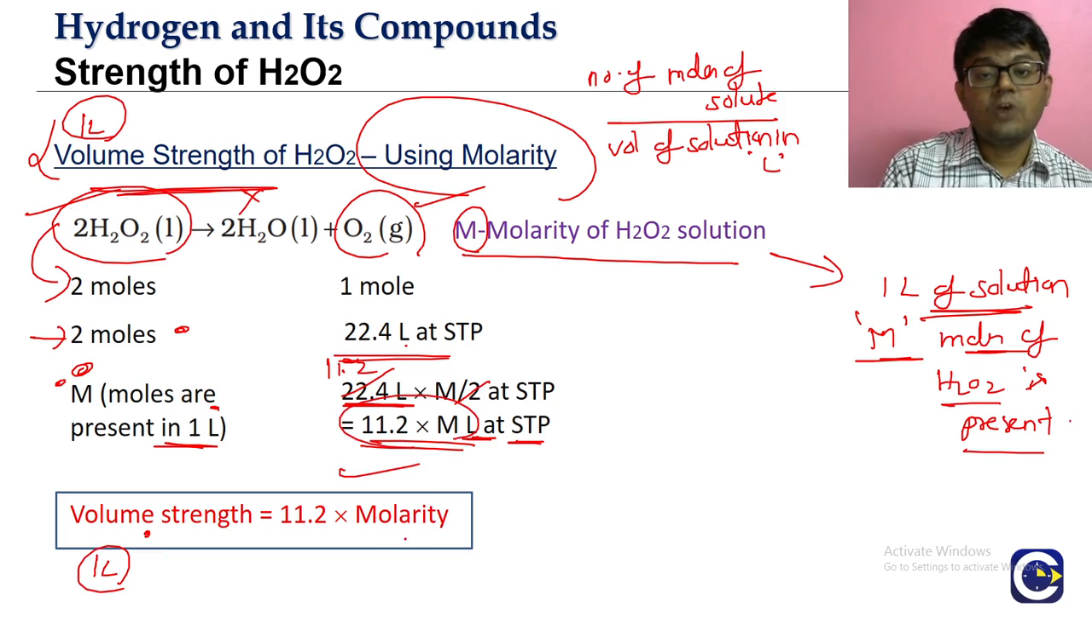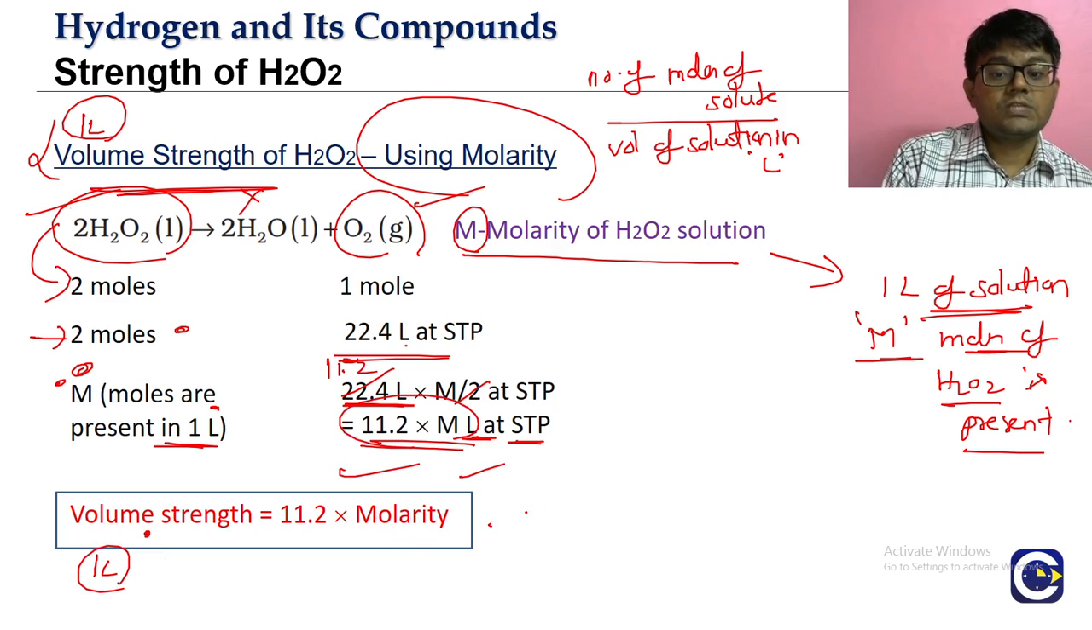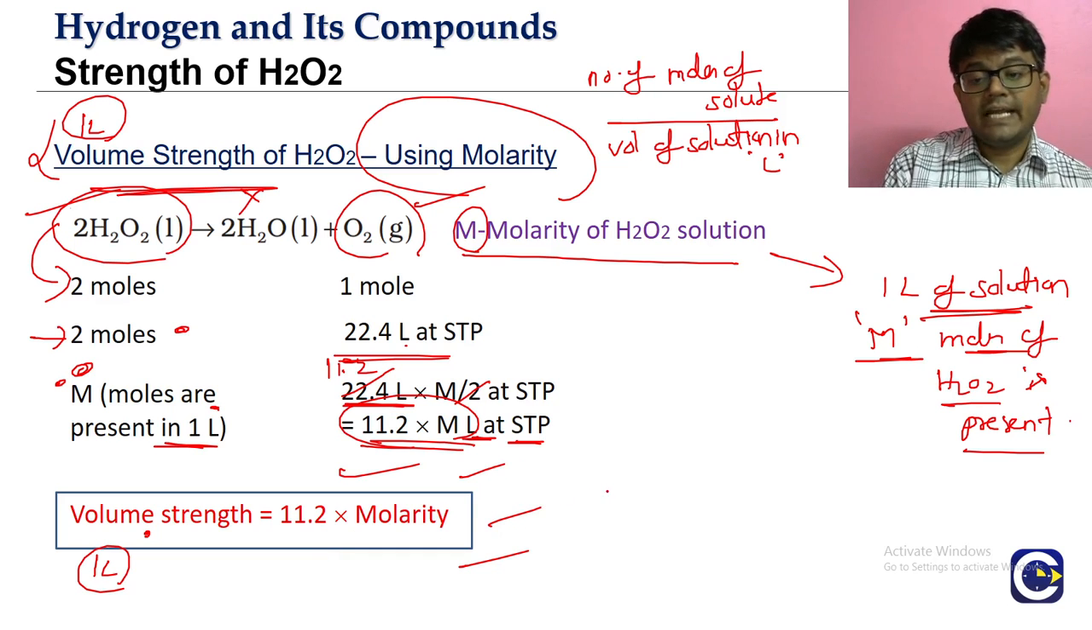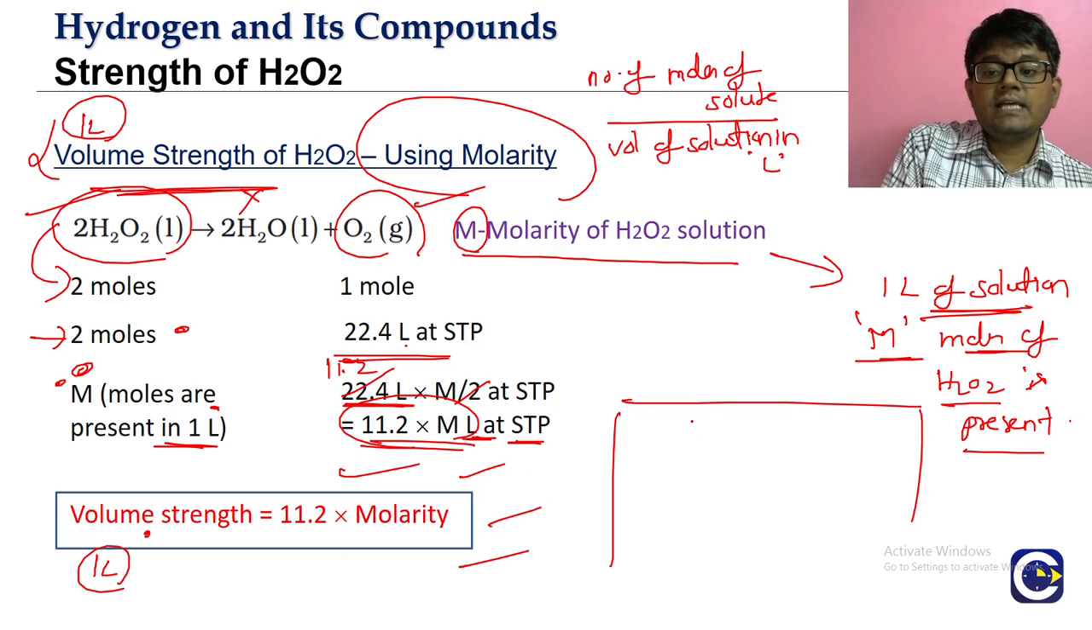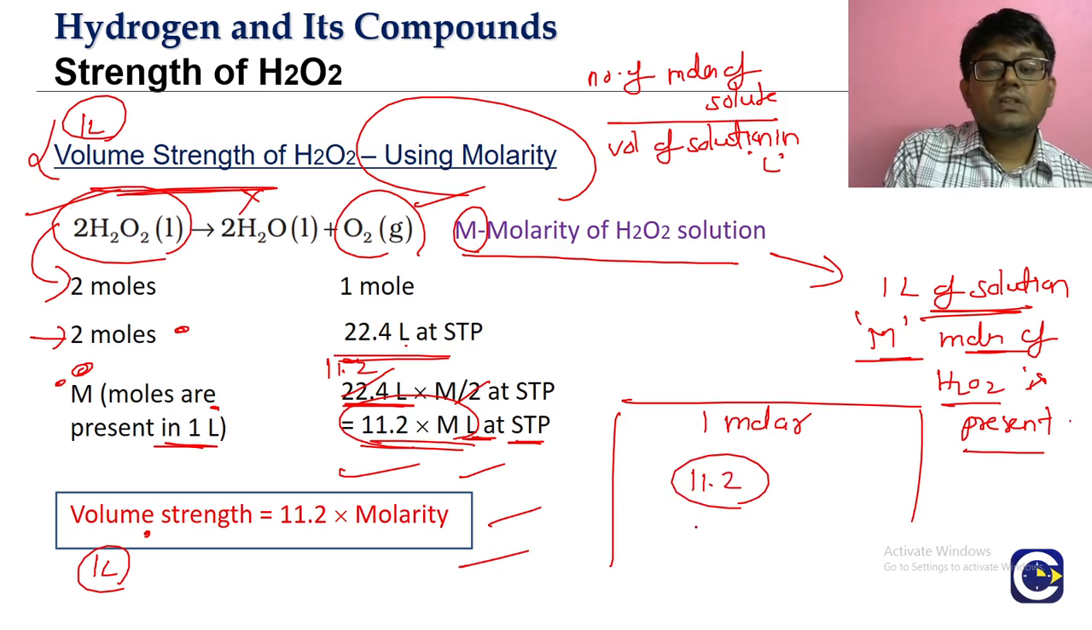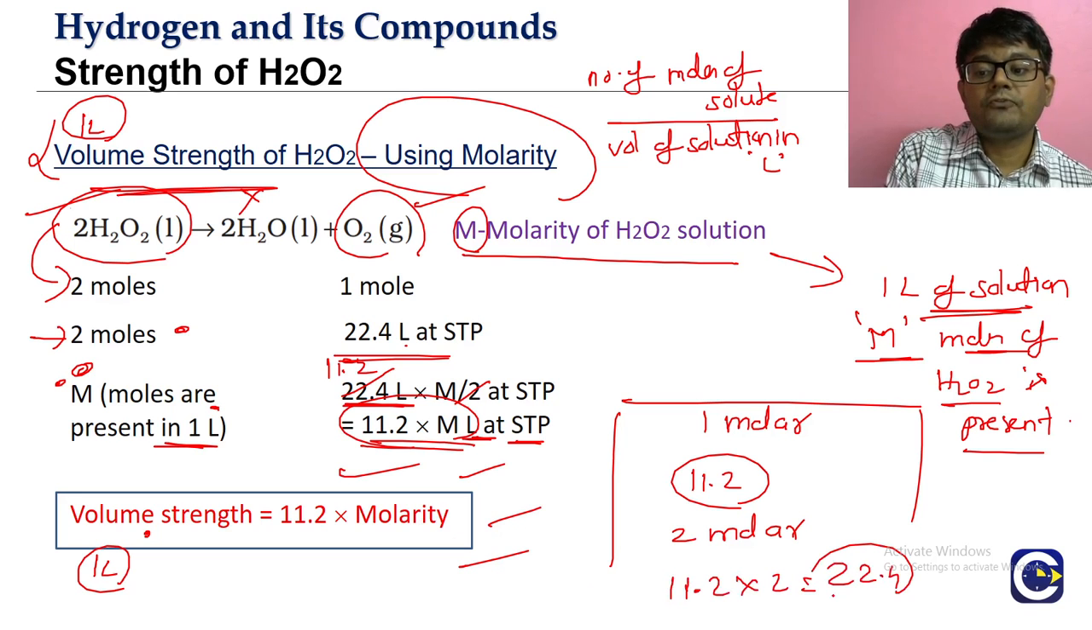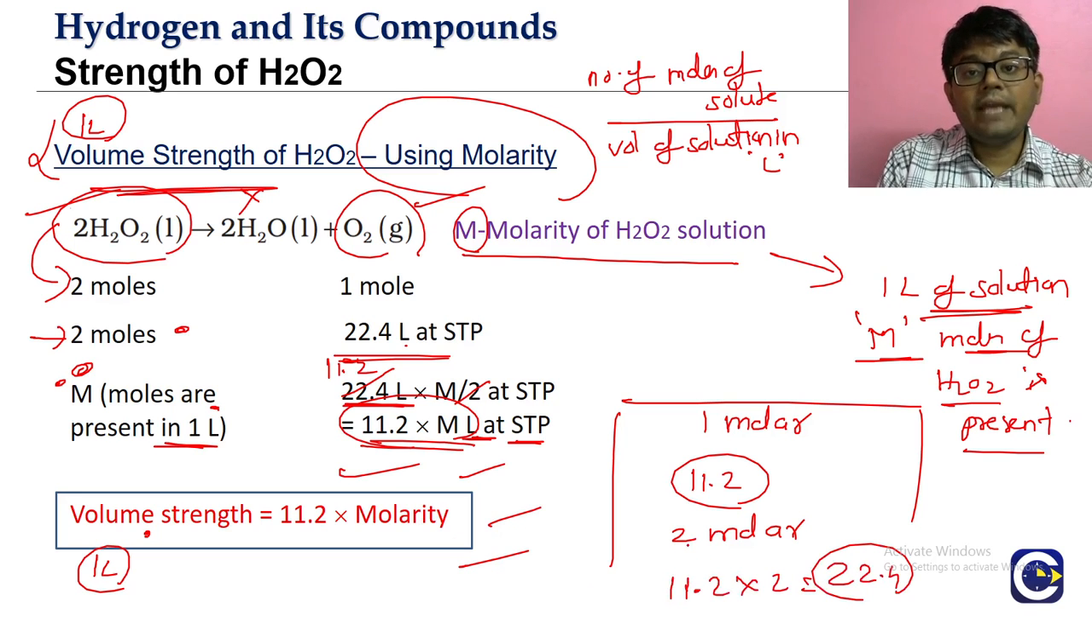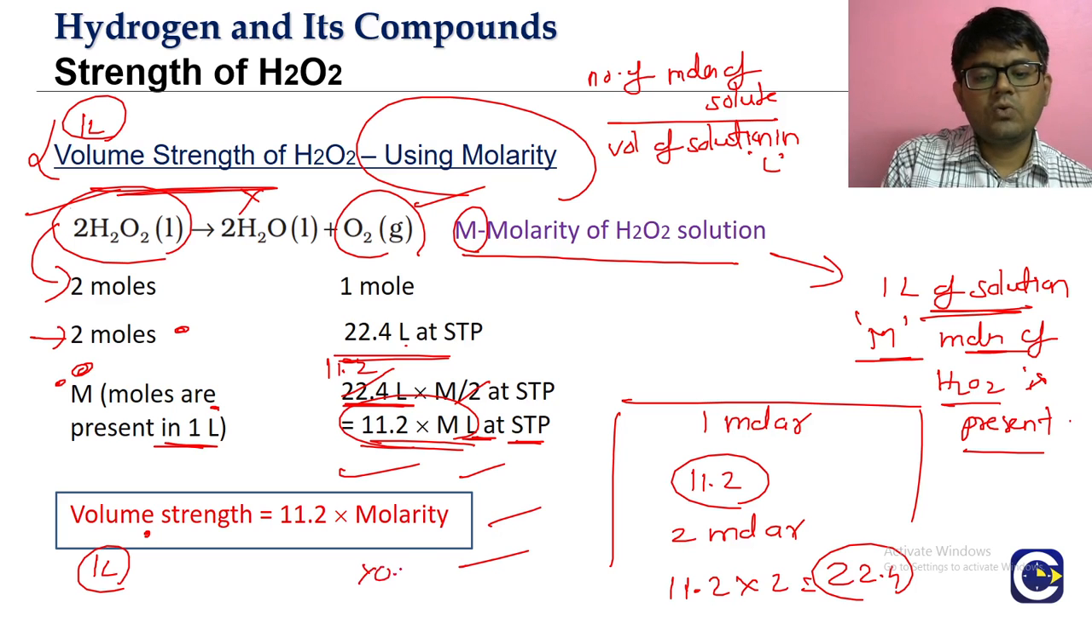So what is the volume strength formula? 11.2 into molarity. This is what we need to remember. So what is the conversion? Volume strength is equal to 11.2 into molarity. If somebody says an H2O2 solution is 1 molar, then what will be the volume strength? 11.2 just into 1. If somebody says the molarity is 2 molar H2O2 solution, then the volume strength will be 11.2 into 2, that will be equal to 22.4. If somebody says 0.6 molar, we simply multiply by 0.6 straight.